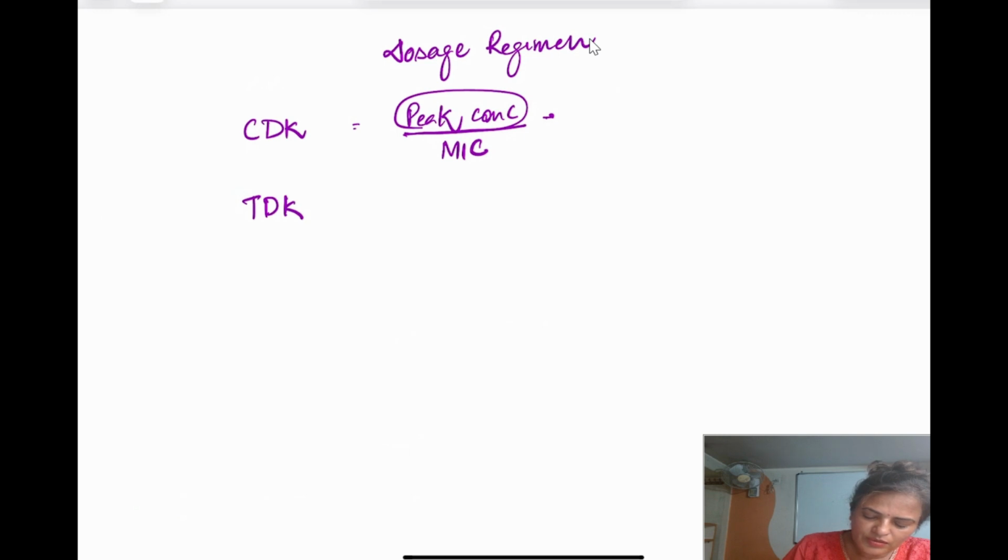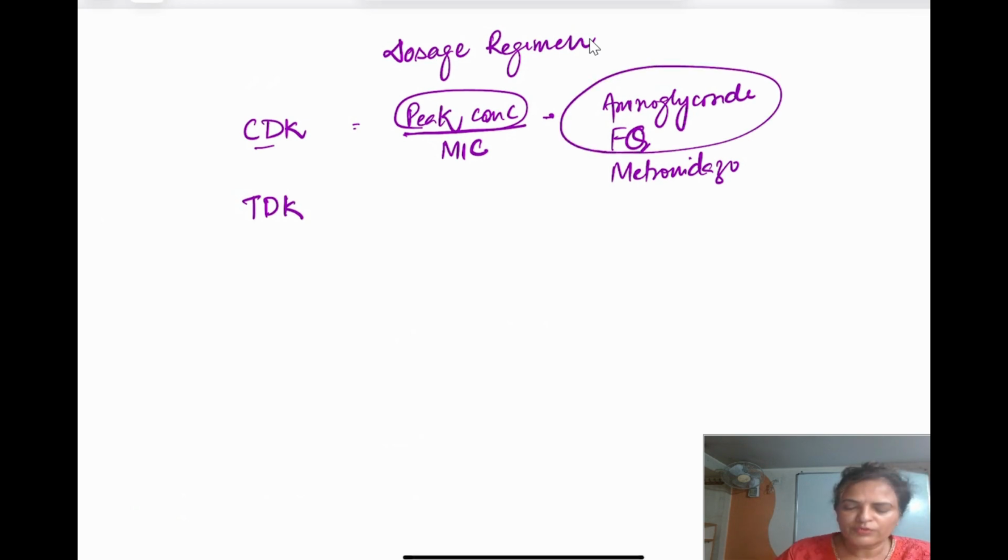And what are the drugs which follow this concentration dependent killing? One, which we are reading, is aminoglycosides. Then we have fluoroquinolones and metronidazole. At least remember these two. Fluoroquinolones, the newer ones we give OD or once a day, but a few of them we give two times a day.